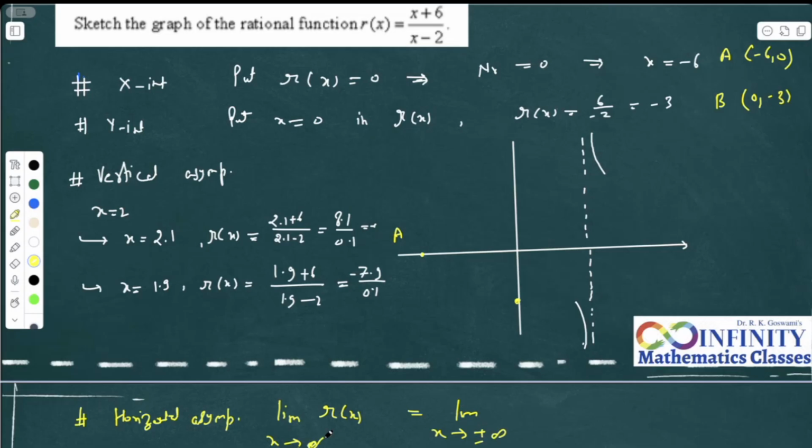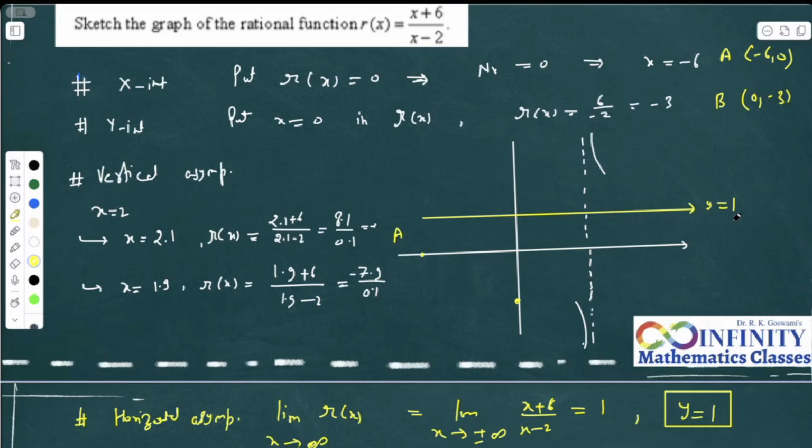It should be a little bit bigger. (x plus 6) over (x minus 2), which is 1. So basically, you told me y equals 1 is a horizontal asymptote. It is the only horizontal asymptote. So allow me to just use a horizontal line to represent y equals 1 there. No issues? Okay. So now we are ready with the solution.